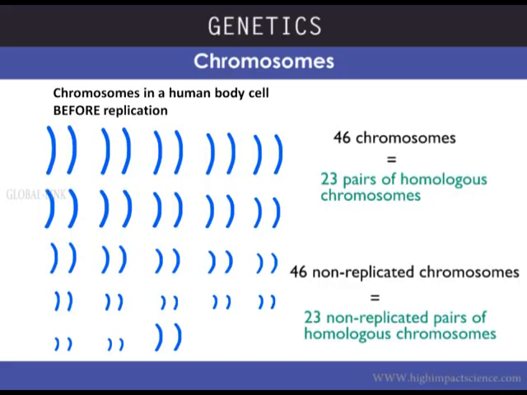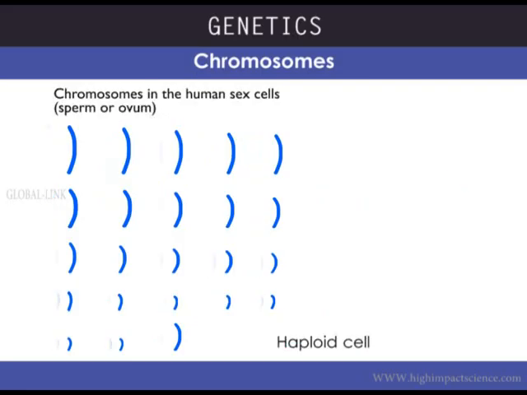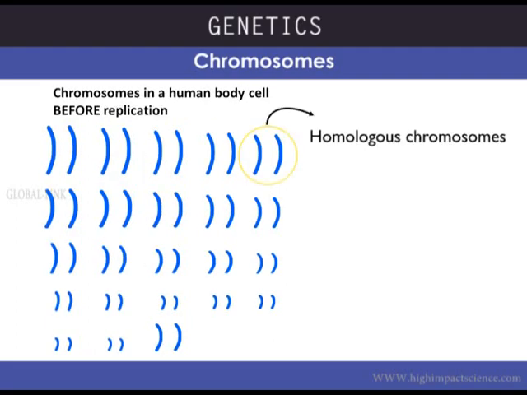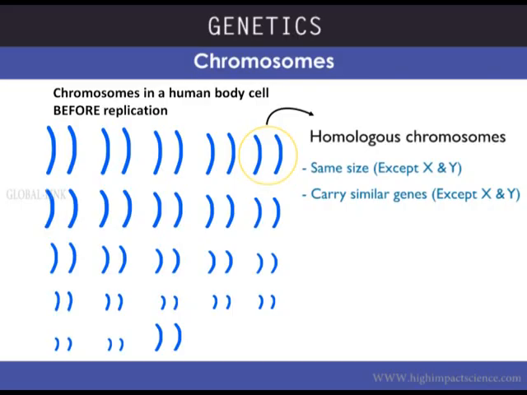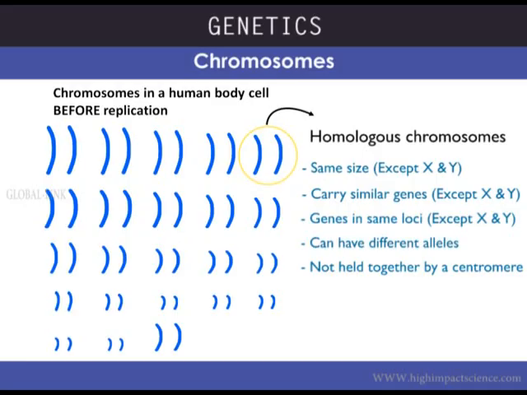Homologous pairs only exist in body cells, which are called somatic cells, and not in sex cells. Sex cells only have one member of each homologous pair, so they have half the number of chromosomes as the body cells. Homologous pairs of chromosomes have the same size, carry the same genes, and the genes occupy the same loci, except the X and Y chromosomes. They can have different alleles and are not held together by a centromere.